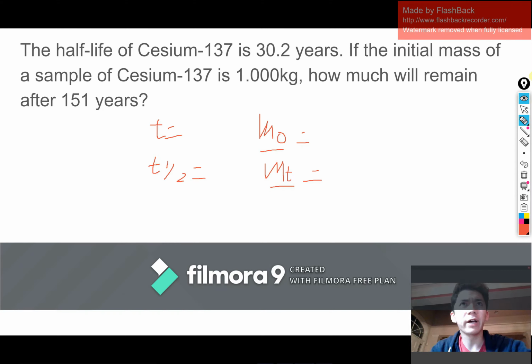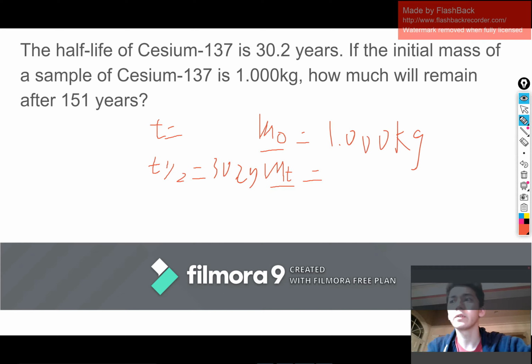Our half-life of cesium-137 is 30.2 years, so let's write that right here. It says the initial mass of the sample is 1 kilogram, so that goes right here: 1.00 kilograms. Then it asks how much will remain after 151 years. We know the time, so that goes there, 151 years, and we want to know how much will remain, which is M_t.